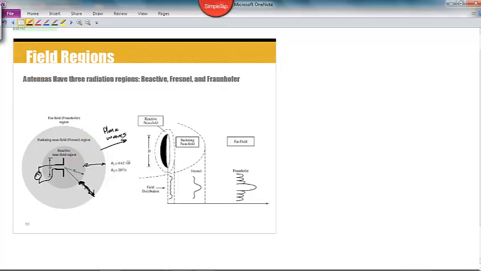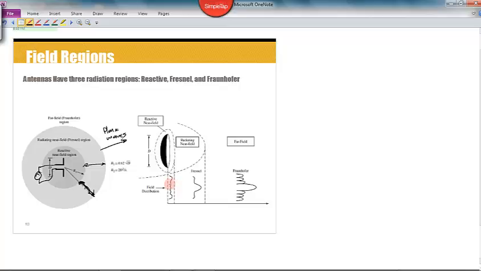Why am I pointing this out? So if we are to observe the amplitude pattern shape of an antenna in the different fields, the shape is going to change because of the variations in the E field, whether we're in the reactive, the Fresnel, or the Fraunhofer range. In both magnitude and phase, they're going to change.